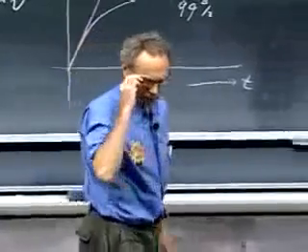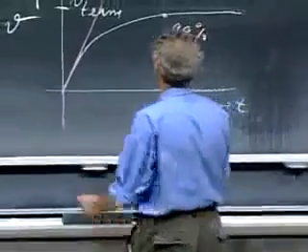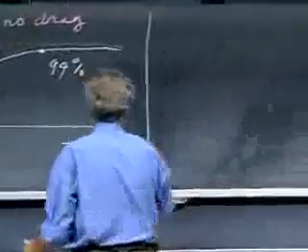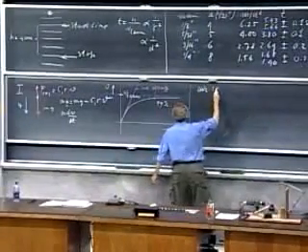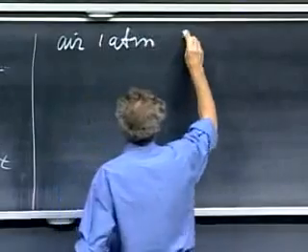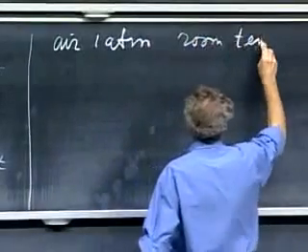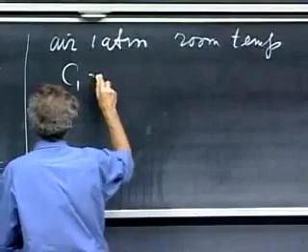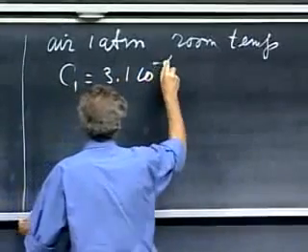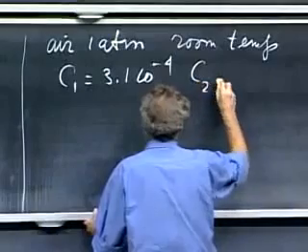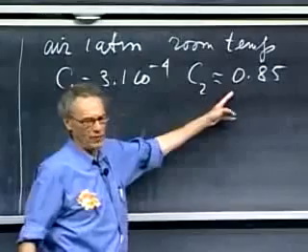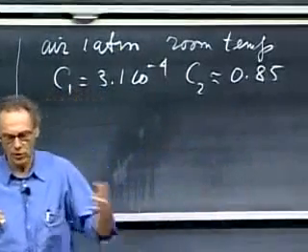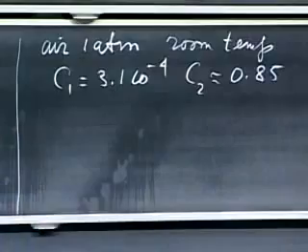So now I want to turn to air. Air, of course, behaves in an extremely different way. The principle is the same, but the values for C1 and C2 are vastly different. If we take air at 1 atmosphere, and we take it at room temperature, then C1 is about 3.1 times 10 to the minus 4 in our units, and C2 is about 0.85. This is very close to the density of air, which is about 1 kilogram per cubic meter, which I told you earlier. C2 and ρ are very strongly related.